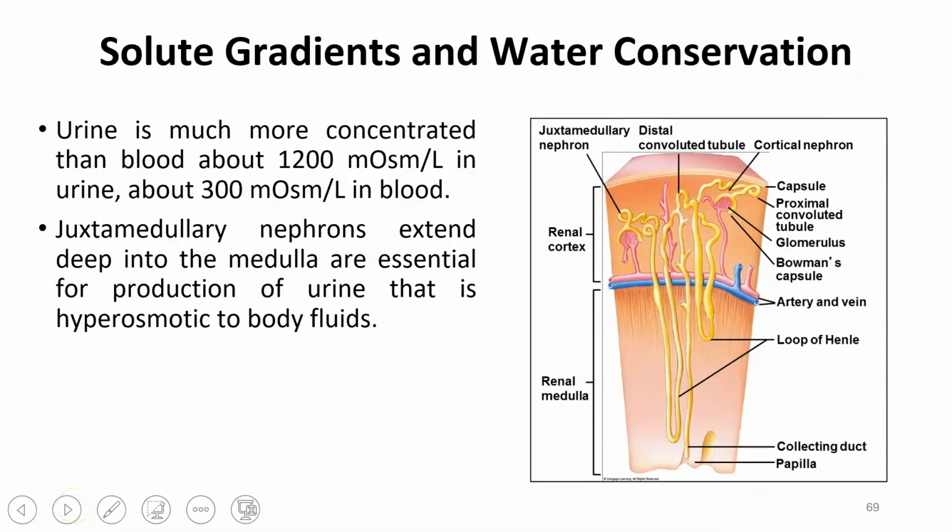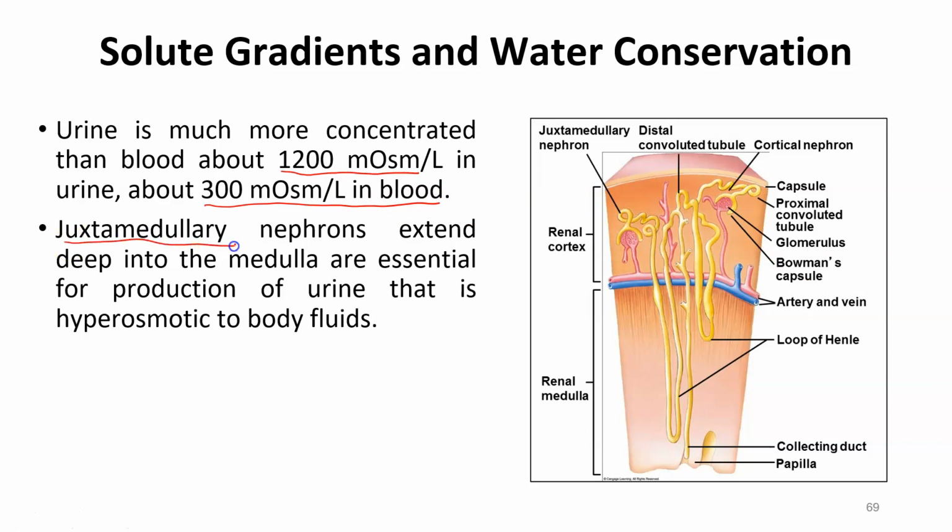Alright, so now we are going to look at, just now we recapped what we learned last week. So now we are going to look at the next part, which is solute gradient and water conservation. Alright, so it says here urine is much more concentrated than blood. So this is the concentration of urine, which is 1200 milliosmol per liter, while the concentration of blood is about 300 milliosmol. So compare, your urine will be very concentrated.